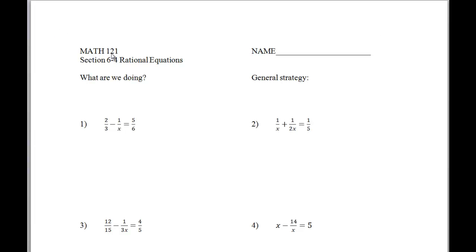Okay, so what we're going to do today is solve for x. That's really what we're doing. We are going to solve for x. And we're going to use a general strategy, and the general strategy is to clear the denominator. When we clear the denominator, we kind of rewrite the problem without a denominator.